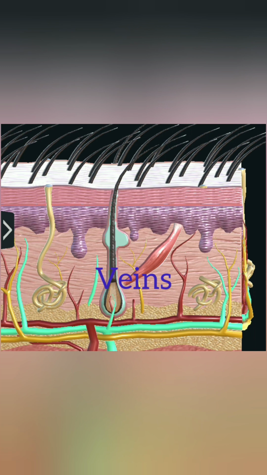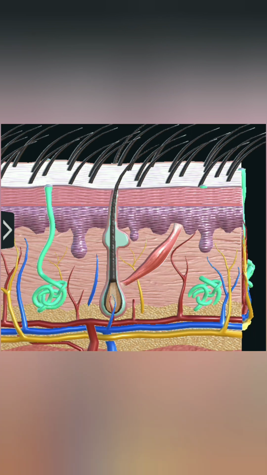Veins are blood vessels that carry blood toward the heart. Most veins carry deoxygenated blood from the tissues back to the heart. Exceptions are the pulmonary and umbilical veins, both of which carry oxygenated blood to the heart.